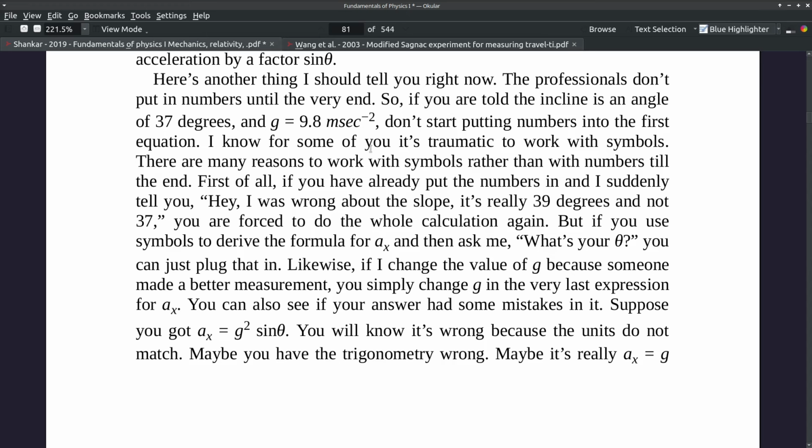First of all, if you've already put the numbers in and I suddenly tell you, hey, I was wrong about the slope, it's really 39 degrees, not 37, you're forced to do the whole calculation again. But if you use symbols to derive the formula for a of x and then ask me, what's your theta, you can just plug that in. Likewise, if I change the value of g because someone made a better measurement, you simply change g in the very last equation for a of x.